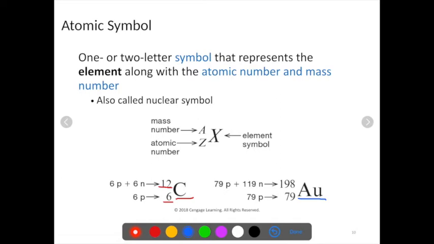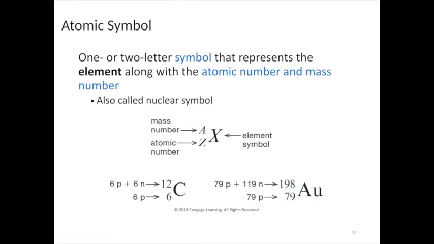Gold is Au for the symbol. It has an atomic number of 79, which I just looked up on the periodic table. The mass number is the protons plus the neutrons, and it's 198. So that's the correct way to write the symbol, mass number, and atomic number all together.